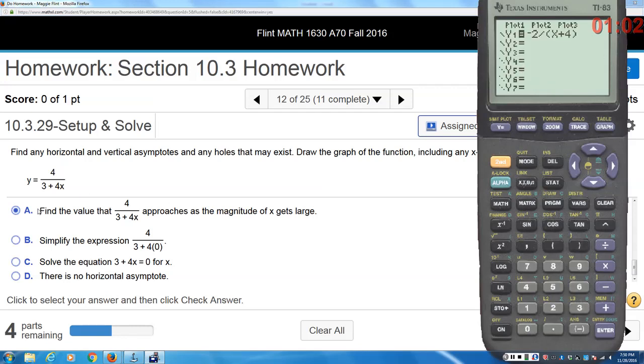So if I want to actually do what I'm telling you to do there, I go over here and put in 4 divided by (3 plus 4x), close the parentheses, and we can leave it set on ask. It's probably just about as easy to do it this way. Let's go to ask. And go to the table and start out saying, okay, what if x is 10? What if it's 100? What if it's 10,000? What if it's 100,000?